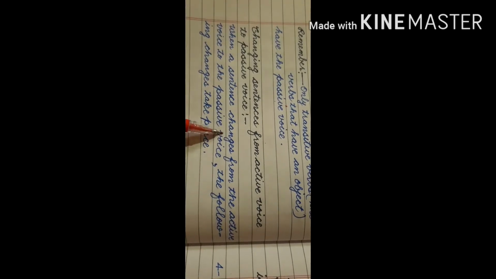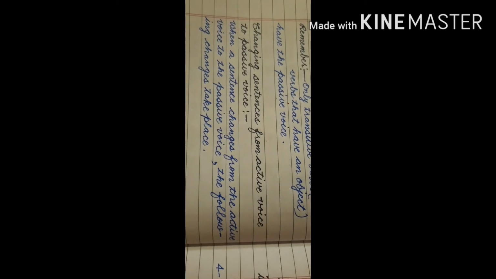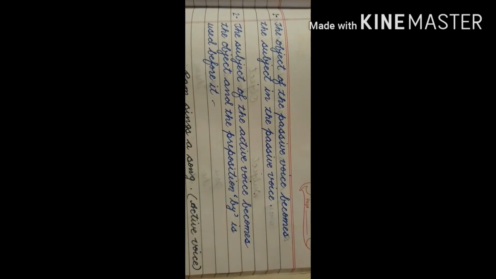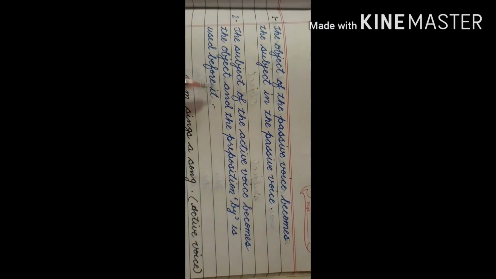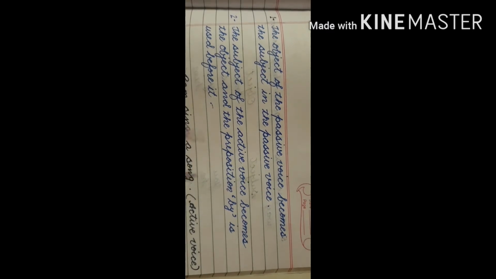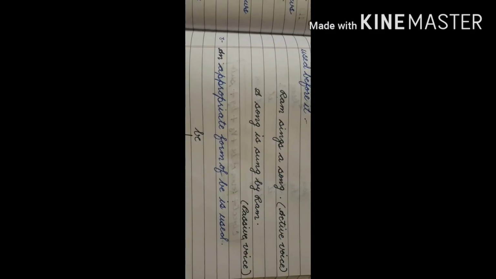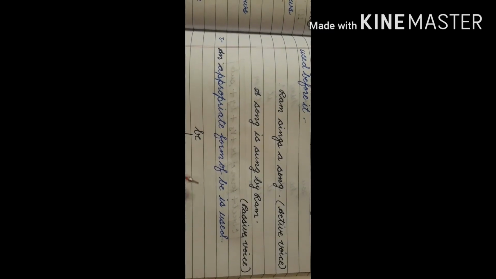When a sentence changes from the active voice to the passive voice, the following changes take place. The object of the active voice becomes the subject in the passive voice, and the subject of the active voice becomes the object, and the preposition by is used before it. And in passive voice, we need an appropriate form of be.